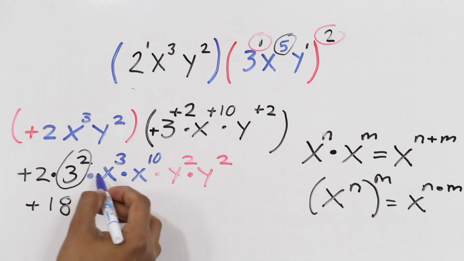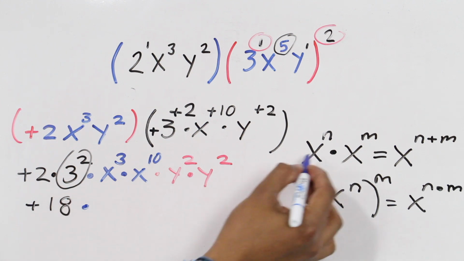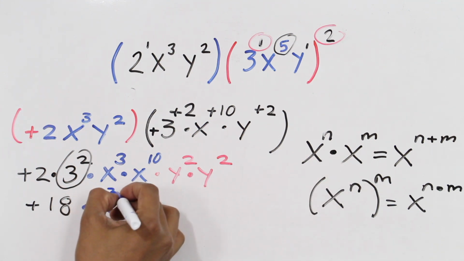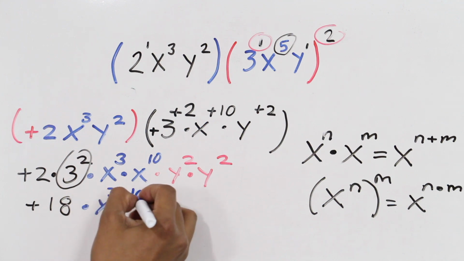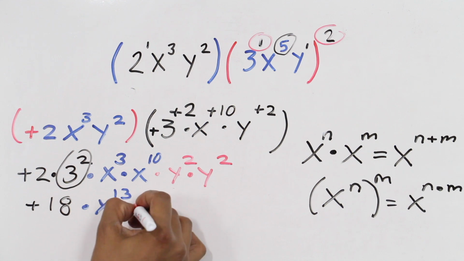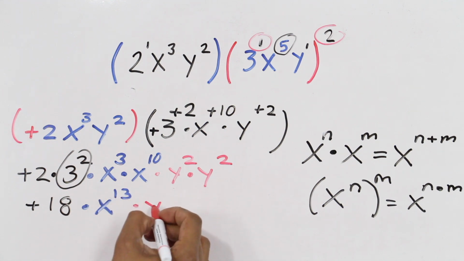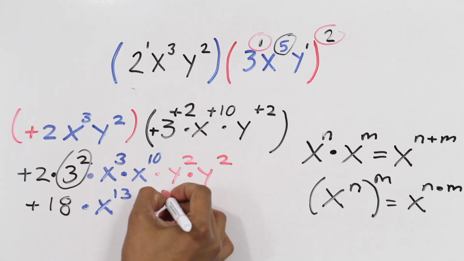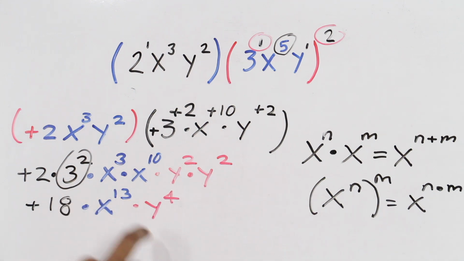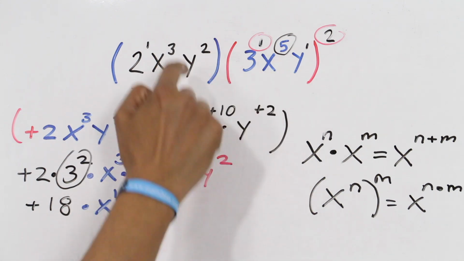Now simplifying x using the first property, we have to put x raised to the power of 3 plus 10. In this case, it's going to be 13. And finally, using the same idea, we have to write y raised to the power of 2 plus 2 equals 4. And this is how we get the answer of this product.